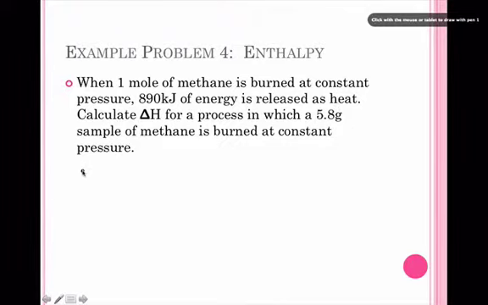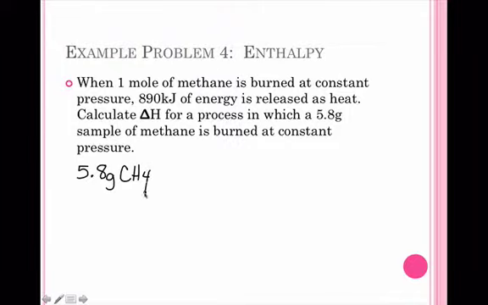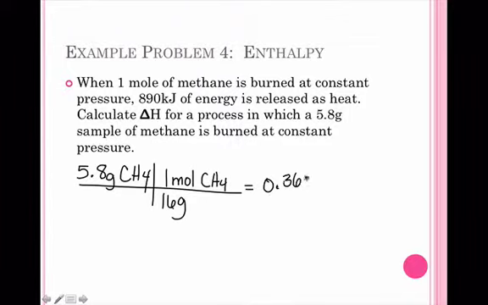So the first thing I want to do is figure out how many moles that is, because like a lot of things that we do in chemistry, the enthalpy is directly related to the moles in the balanced equation, or the moles that they give you in the problem. So I have 5.8 grams of methane, and methane is CH4. So if I add that up, it's 16 grams is 1 mole. And when I do that, I get 0.36 moles of methane.